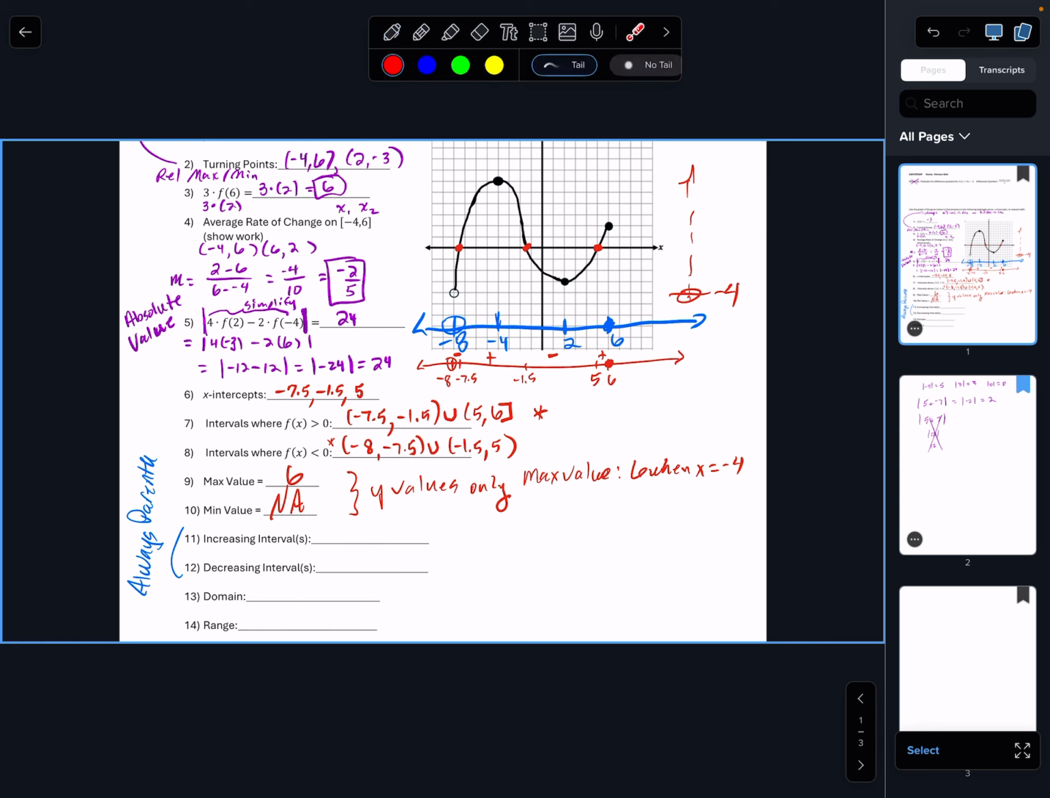And so always drive from left to right. So I'm going from the left, I'm going up, up, up. So I have an increasing interval, then down, down, down, decreasing, and finally, back up, increasing. So it goes increase, decrease, and then increase. So my increasing intervals, -8 to -4, union 2 to 6. Always parentheses, never have to worry about brackets. Decreasing interval is just one, it's -4 to 2. Any questions?